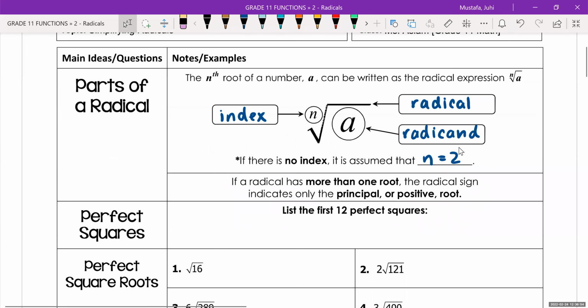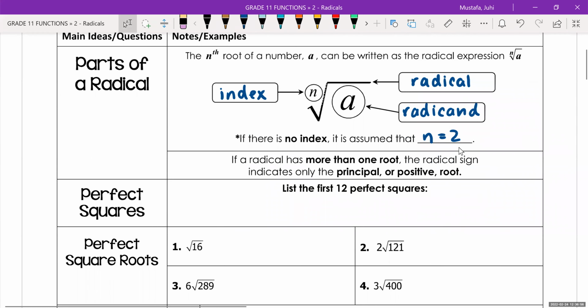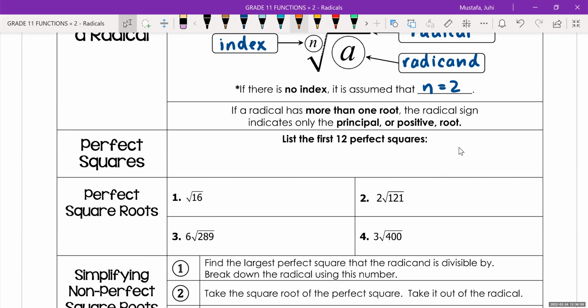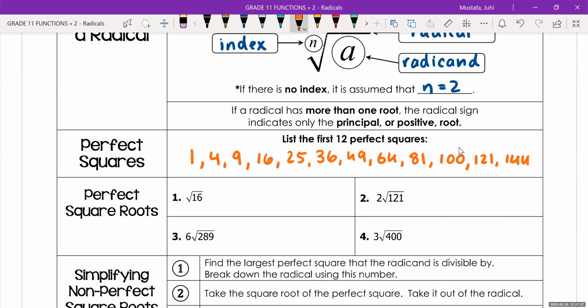So before we start, let's talk about all the perfect squares up to 12. What's 1 squared? 1, yep. What's 2 squared? 3 squared. 4 squared. 5 squared, 6 squared, 7 squared, 8 squared, 9 squared, 10 squared, 11 squared, and 12 squared, 144.